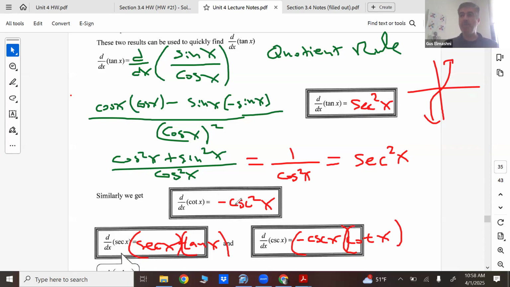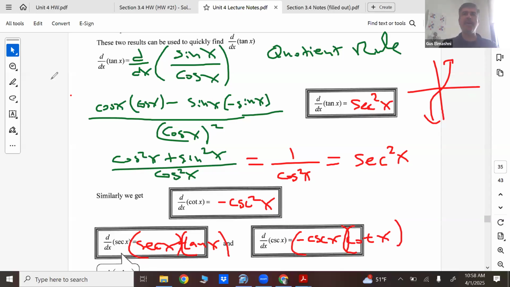Oh yeah, so you have sine over cosine. So you do low d high. Low is cosine times the high, the derivative of sine, which is cosine. Then you do the other way around: sine times the derivative of cosine, which is negative sine. They go away because you're doing negative minus a negative, right? So you get cosine squared plus sine squared.